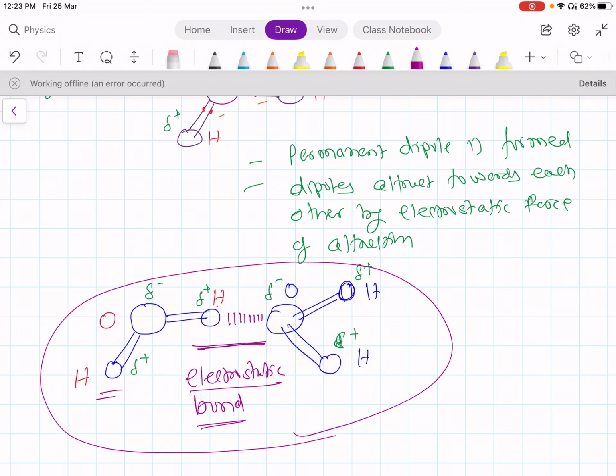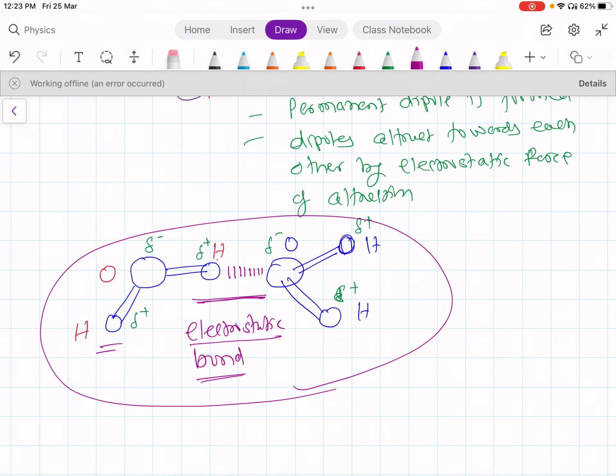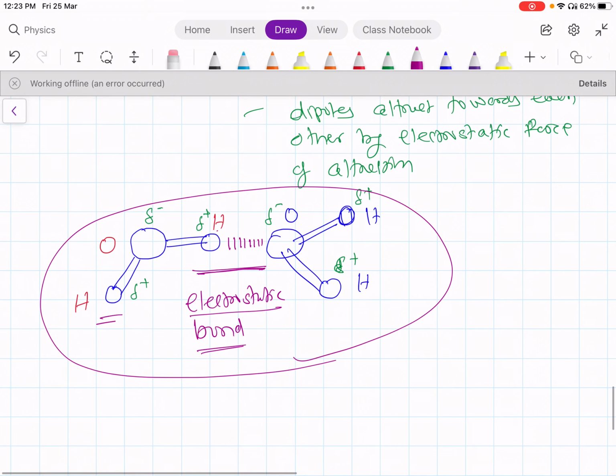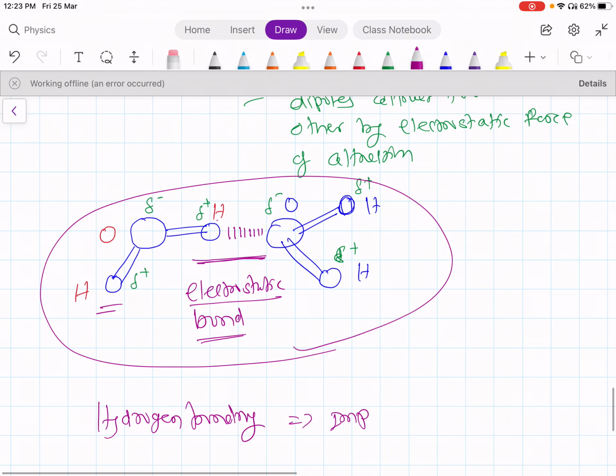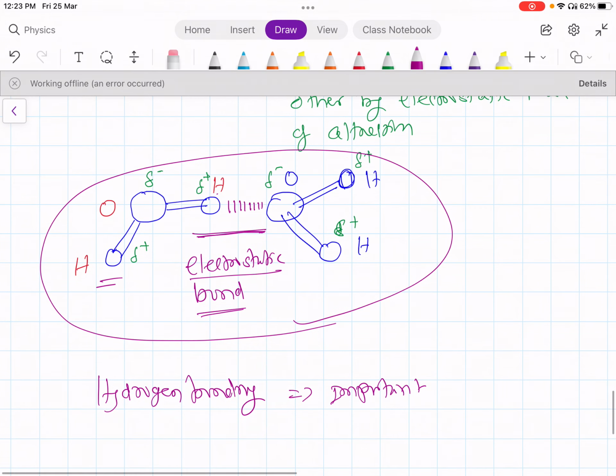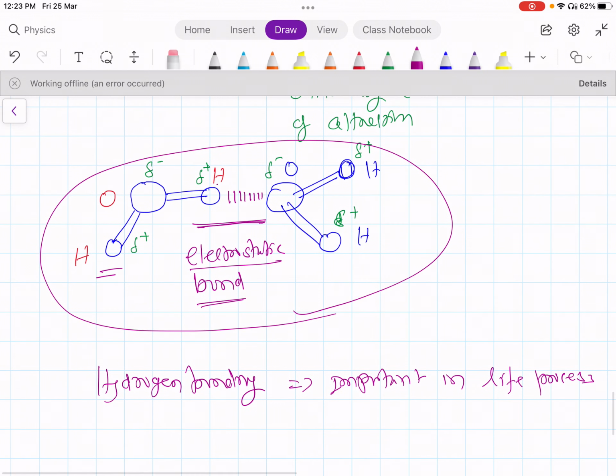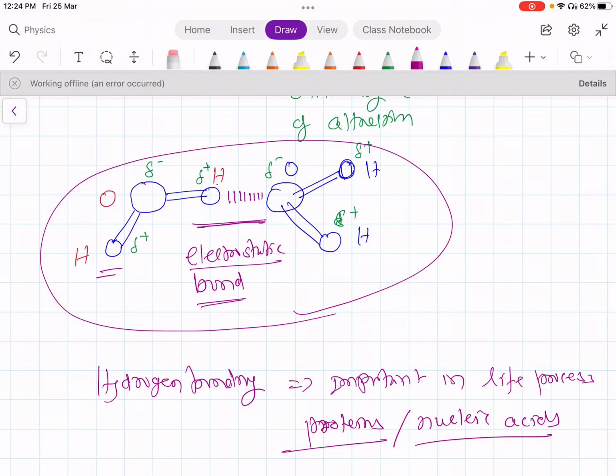And in this case, why is it called hydrogen bonding? Because a hydrogen atom is involved in this bonding, and hence it is called hydrogen bonding. And why is hydrogen bonding important? It is important in life processes. As you know, in proteins or nucleic acids, hydrogen bonding plays an important role. So hydrogen bonding is important in the life cycle.